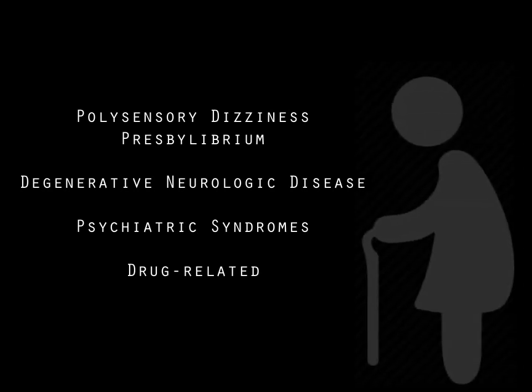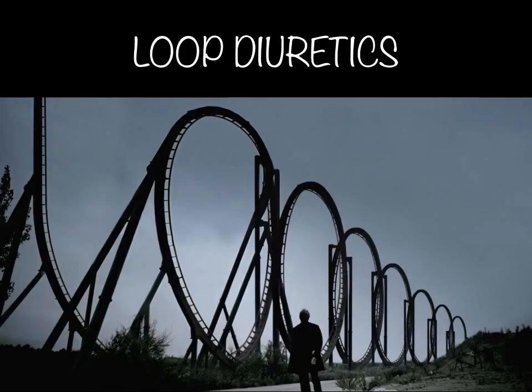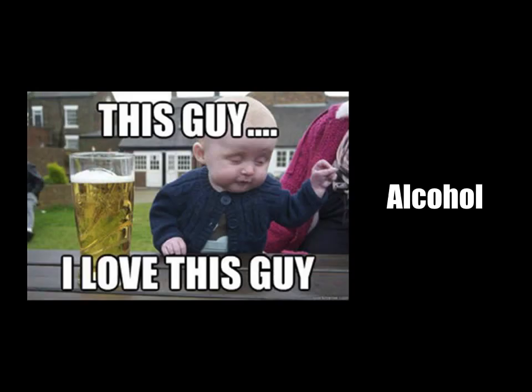In older folks, this can be from presbystasis, so polysensory dizziness. This is basically as we age, our nerves don't work as well, our inner ears aren't as effective, and we tend to get more dizzy. This is why you tend not to see 80-year-olds on roller coasters, all right? Because they tend to get very, very dizzy. Degenerative neurologic disease, psychiatric syndromes, and then drug-related. Things like loop diuretics, alcohol, all right? And then some of the others that we've talked about, long-term exposure to aminoglycosides, things like that.